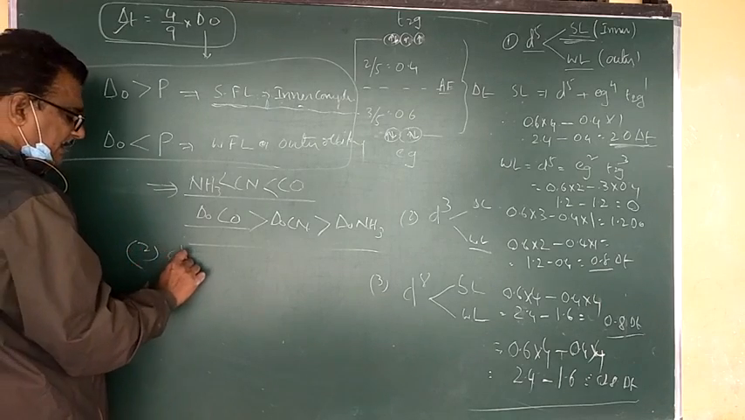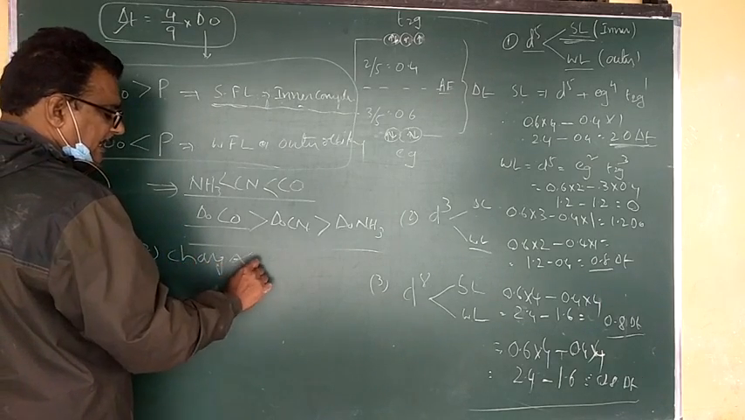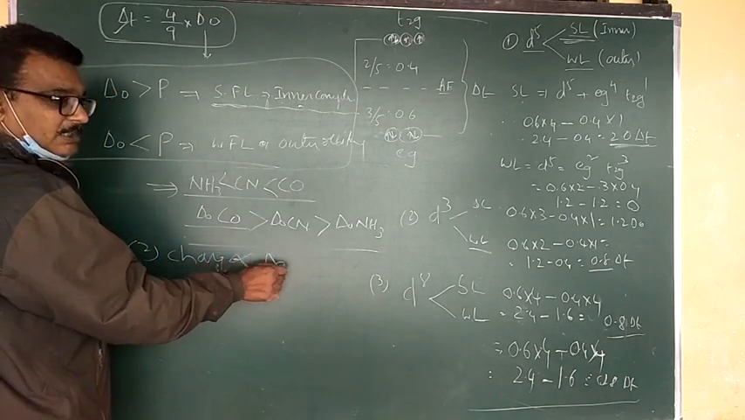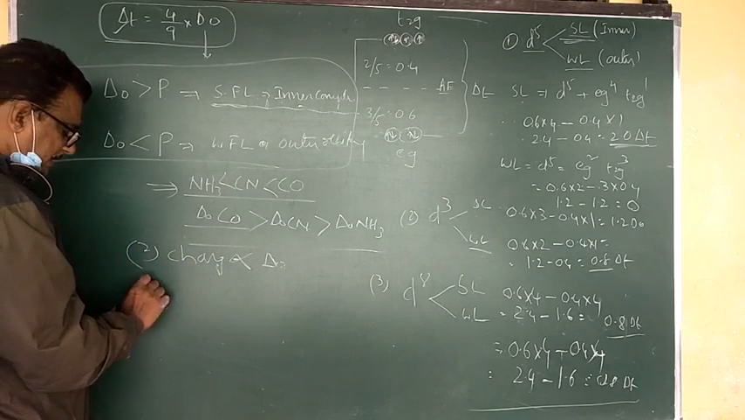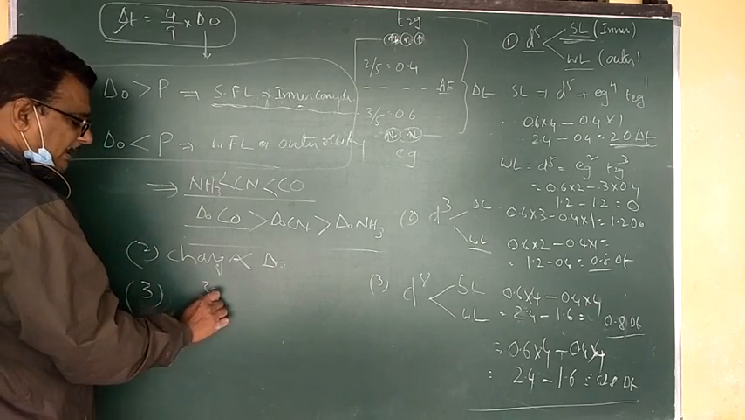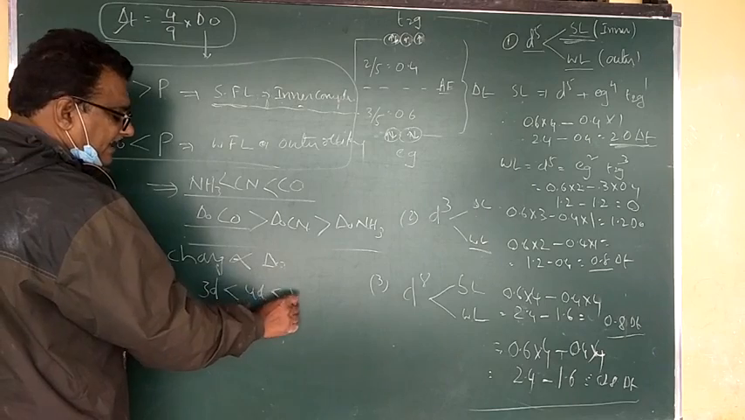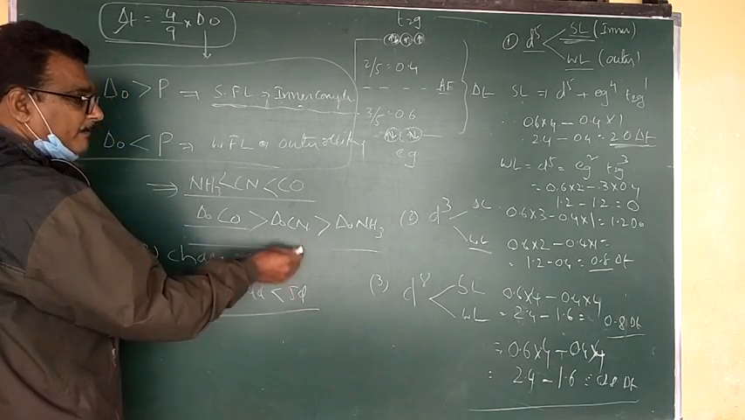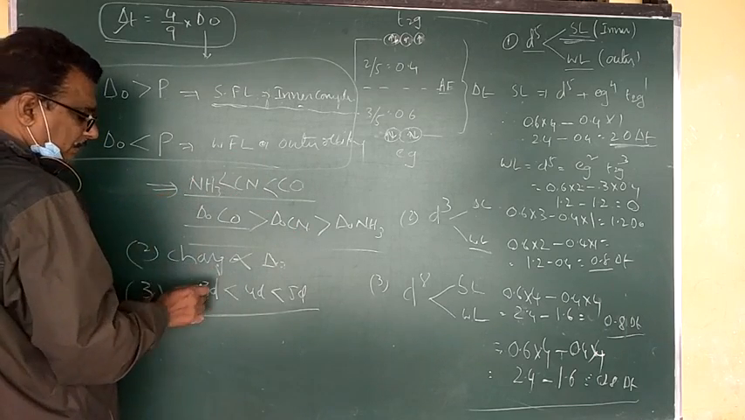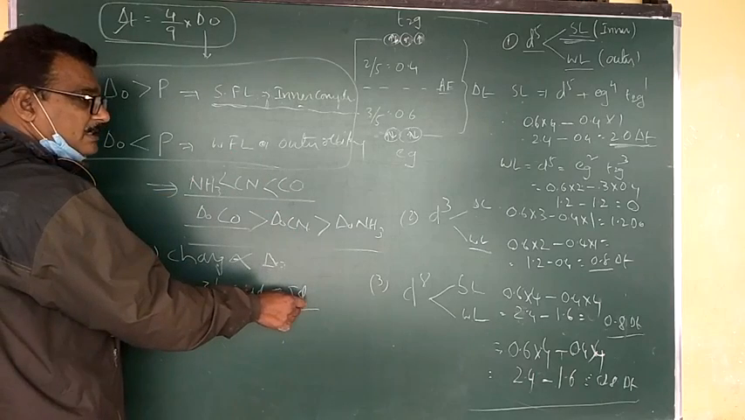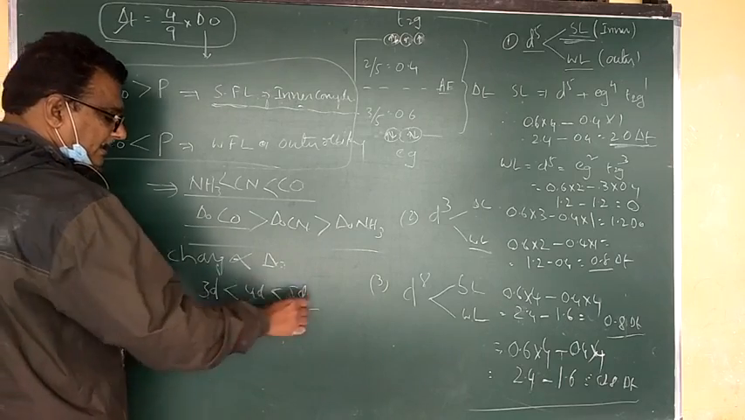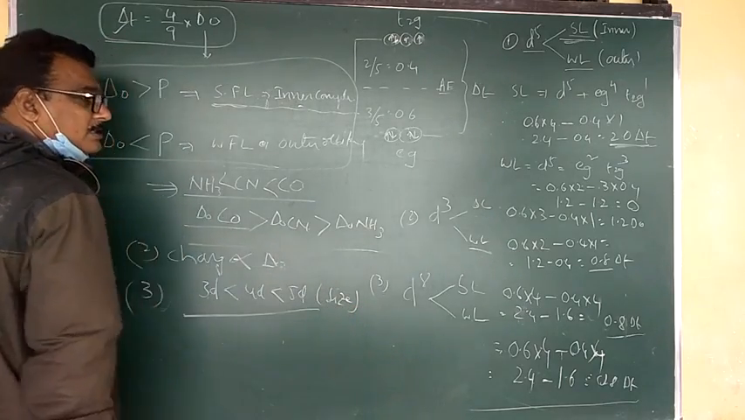The second one is charge. Here charge is directly proportional to the crystal field splitting energy. As charge increases, the crystal field splitting energy also increases. The third one is the size of the transition metal ion. Here 3d, 4d and 5d are there. The 5d series elements have a greater delta 0 value and the 3d series have a lower value. So in the order of priority, the 5d series has a higher delta 0 value compared with 3d. That depends on the size of the transition metal.